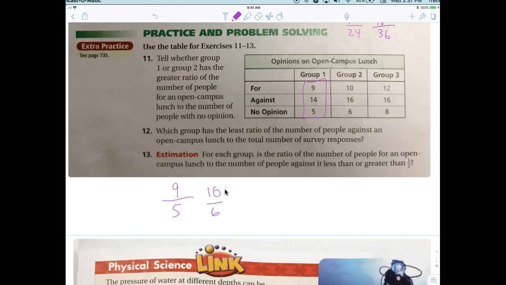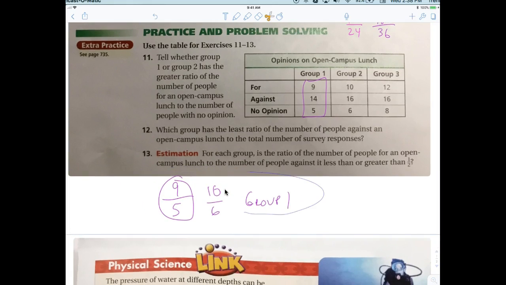Okay, so which one would be greater, group 1 or group 2? Aiden, what do you think? Group 1, because 6 times 9 is 54, and 5 times 10 is 50. You keep saying plus, even though we know what you mean. You with me? So the first one, group 1. That's good, buddy. Don't worry.